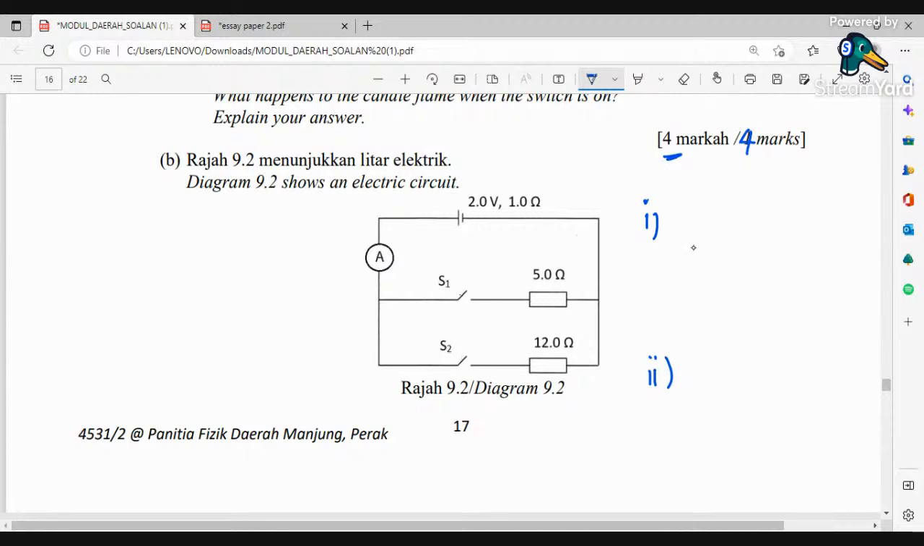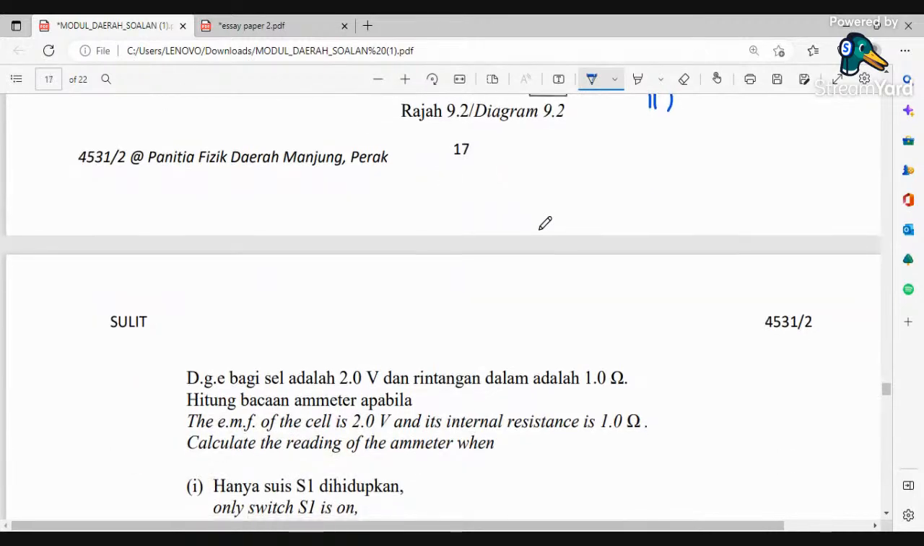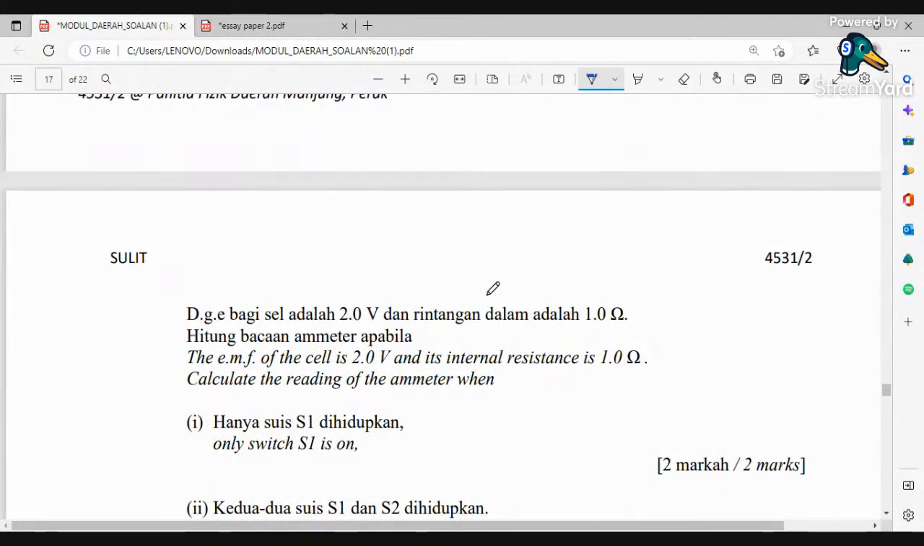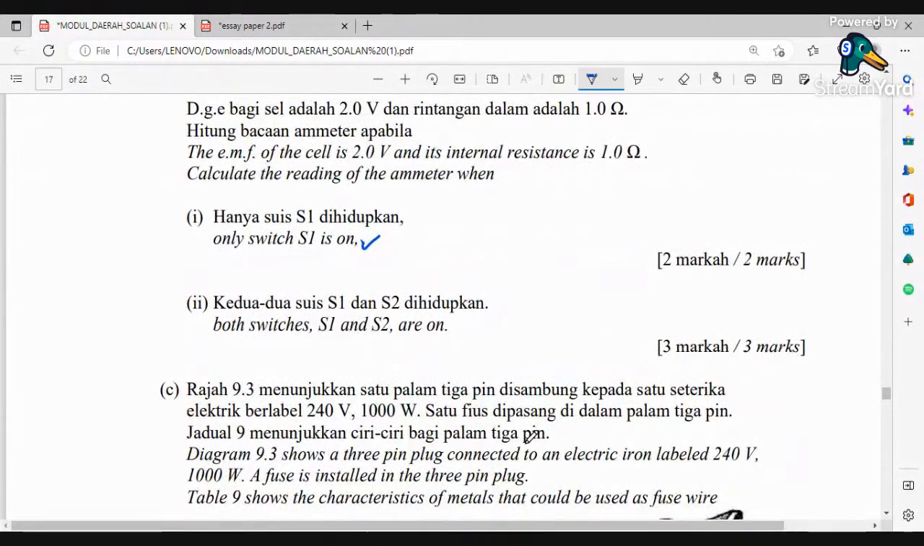What topic exactly is this one? If it is mentioned that the battery has resistance, it means internal resistance, correct or not? And then also you go through the whole question first. EMF of the cell is 2 volt and its internal resistance is 1 ohm. Calculate the reading of the ammeter when only S1 is on. Part 2. Both switches S1 and S2 are on.